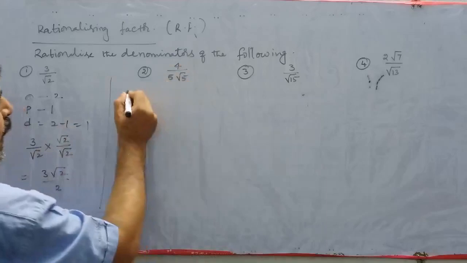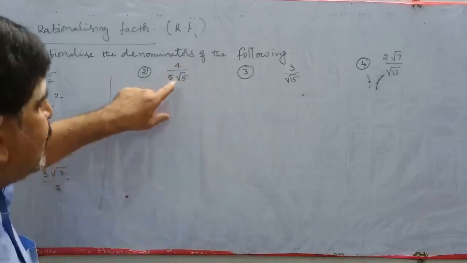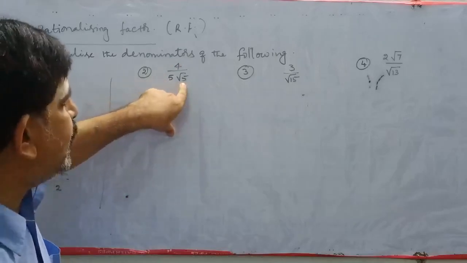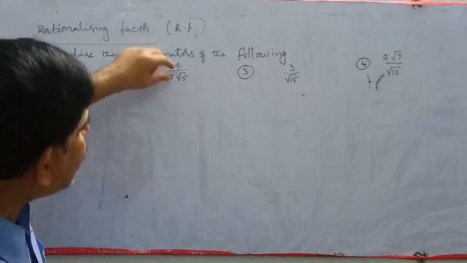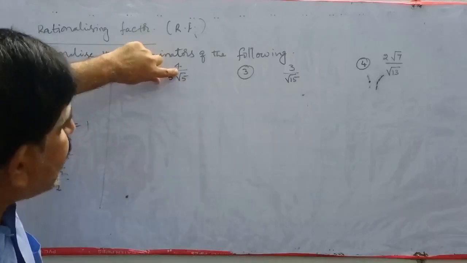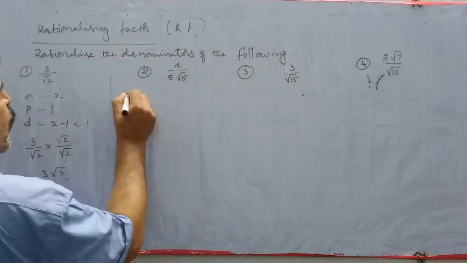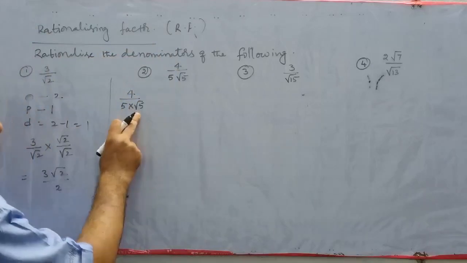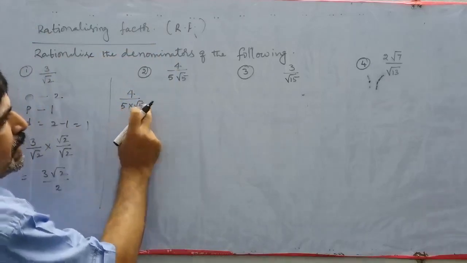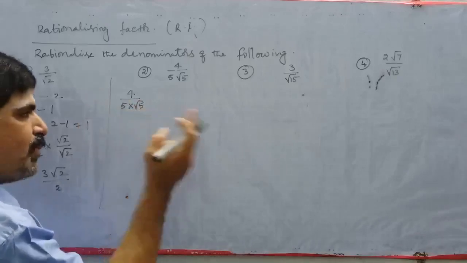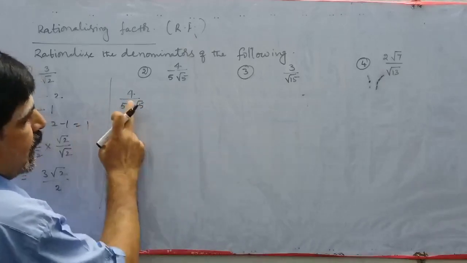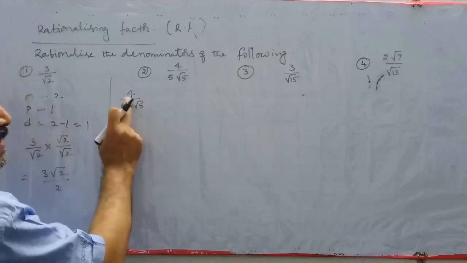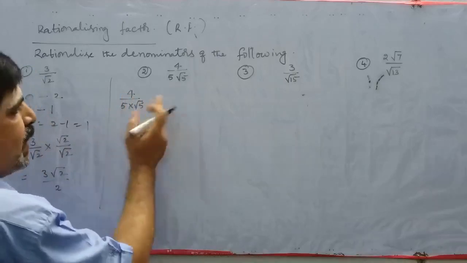Next one, 4 by 5 into root 5. Here there is a difference. I already told you that this is the coefficient, the coefficient of the surd. So the coefficient of the surd is 5 and the order of the surd is 2. Nothing is given, therefore its order is 2. So here the root is in the denominator, so we have to rationalize the denominator. The rationalizing factor of root 5 is root 5 again. How? Here order is 2, power of 5 is 1, or exponent is 1. So therefore the difference is 2 minus 1, which is 1. With the same order we have to multiply.